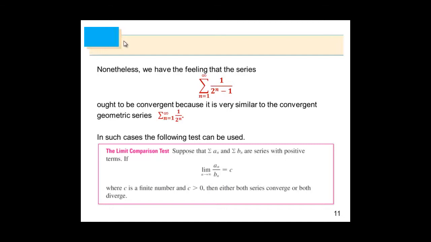So in order to determine whether this series is convergent or divergent, here's what we're going to do. Our guess is that it's convergent, so we are going to use a convergent series and take the ratio of the corresponding terms and take the limit. Well, in this case, we are obviously going to use the same geometric series. We know it's convergent. Let's take the ratio of this guy and this guy. Let's take the ratio and take the limit and see if we get something bigger than 0.